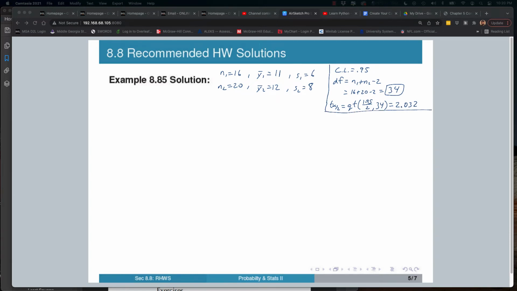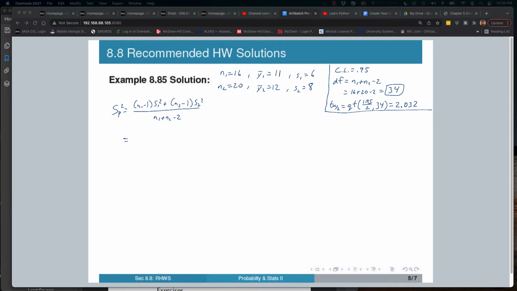But we have to calculate the pooled variance first. So s sub p squared is n sub 1 minus 1 times s sub 1 squared plus n sub 2 minus 1 times s sub 2 squared, all over n1 plus n2 minus 2.